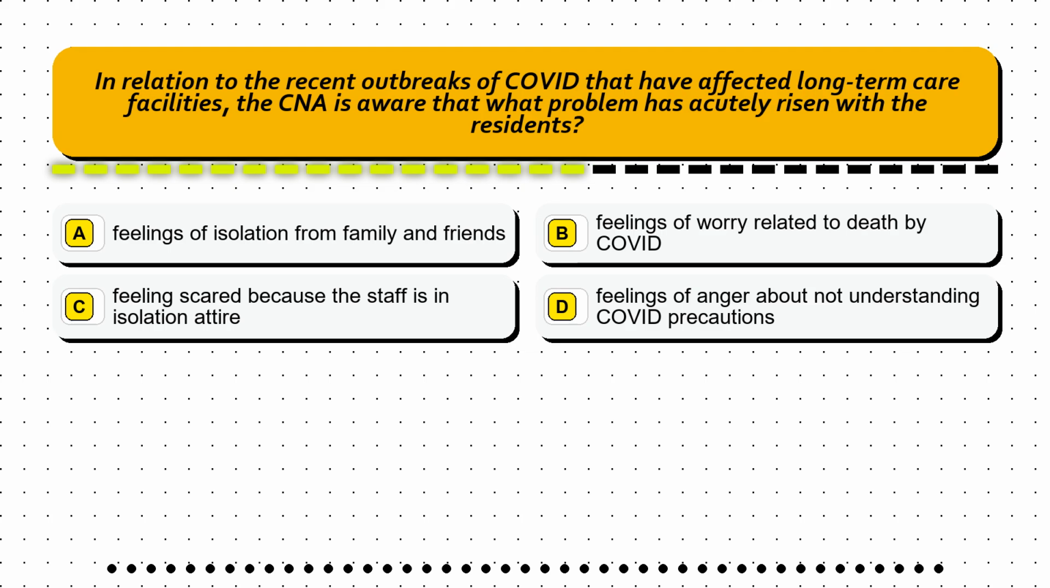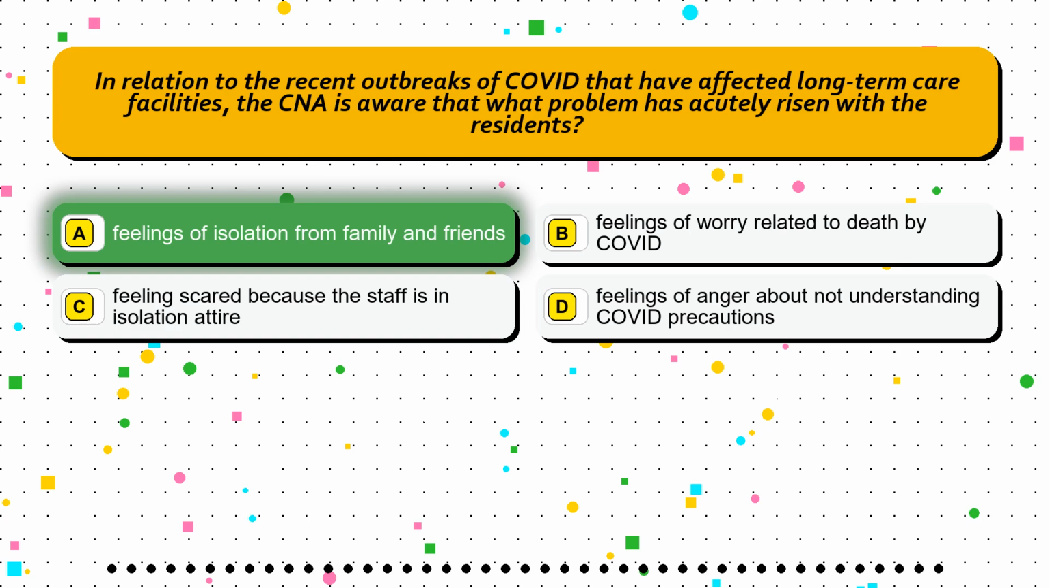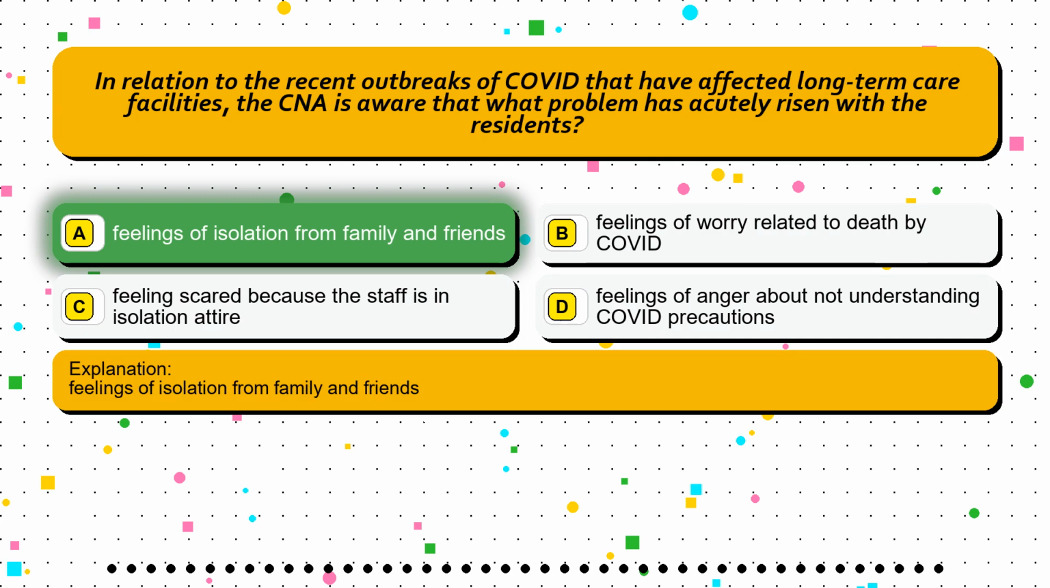Option A, feelings of isolation from family and friends. Option B, feelings of worry related to death by COVID. Option C, feeling scared because the staff is in isolation attire. Option D, feelings of anger about not understanding COVID precautions. The correct answer is option A, feelings of isolation from family and friends.